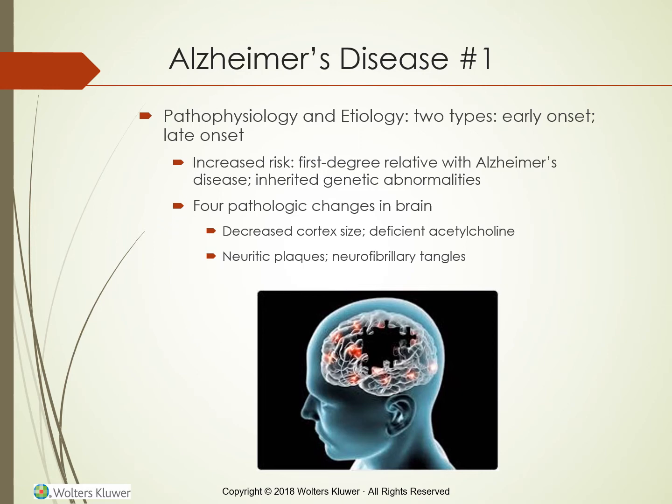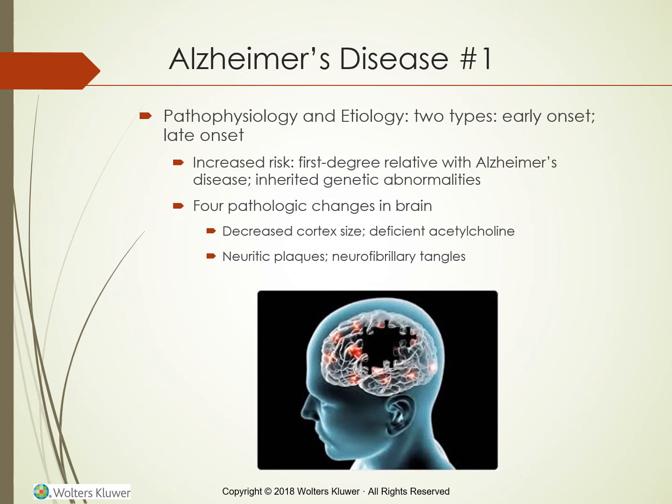Now, in the late onset of Alzheimer's disease, we know that the genes have a component here as well. However, they are not the most important ones, because there are elements of the environment and the lifestyle that can contribute as well in development of the condition later in life.